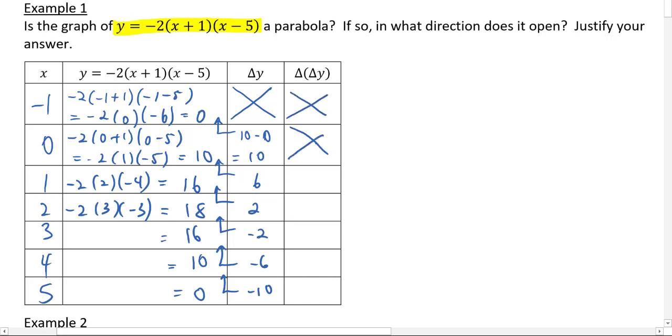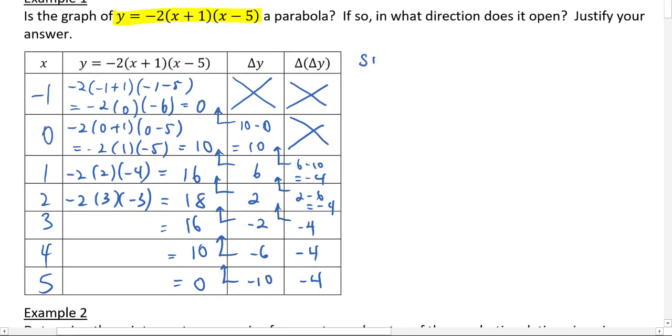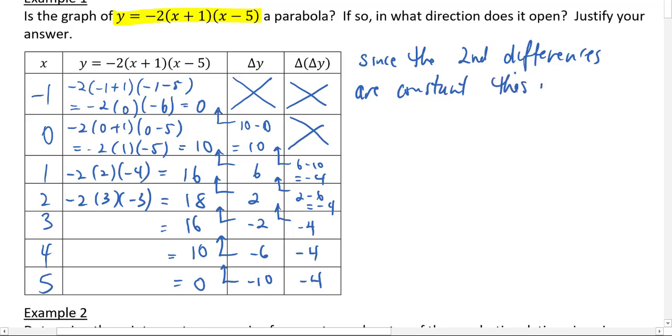Next, we can find the second differences, which is the subtraction of the first differences. So that's 6 minus 10, which equals negative 4. 2 minus 6, which equals negative 4. And then again, we're going to get negative 4, negative 4, and negative 4. So since the second differences are constant, this relationship is quadratic.